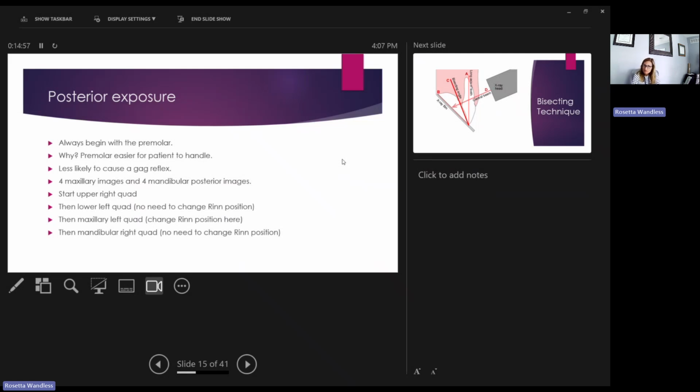We're going to do 4 maxillary images and 4 mandibular posterior images. We start with the upper right quadrant. And then we drop to the lower left quadrant, so we do not have to change any of our XCP position. But once we go to the maxillary left quadrant, we have to change the position there because the bite block won't fit in their mouth. We have to literally reverse it because we're on the mirror image of the area. Once the maxillary left quadrant, your premolar and molar shot, is complete, then we're going to go down to the mandibular right quadrant and start with the premolar molar position.